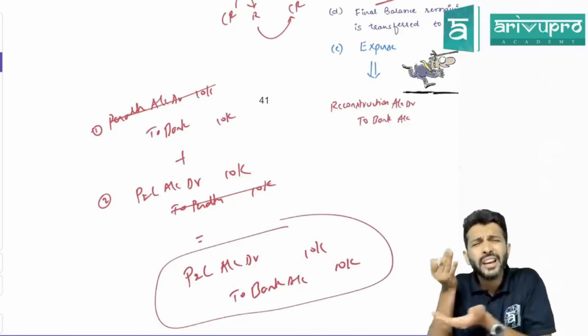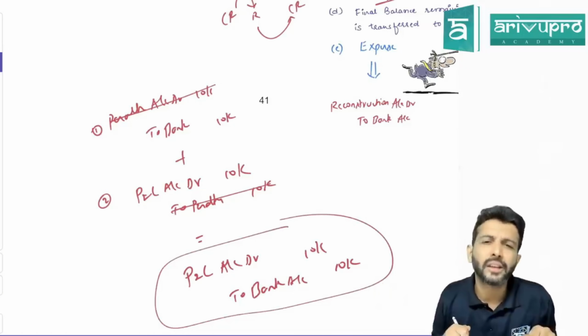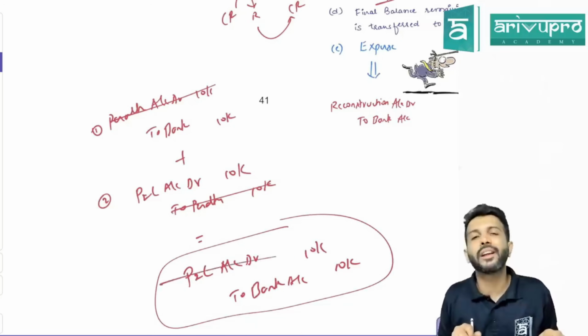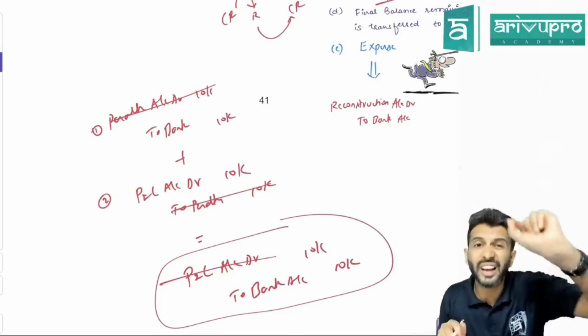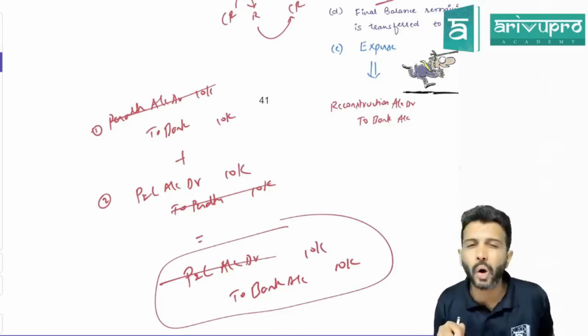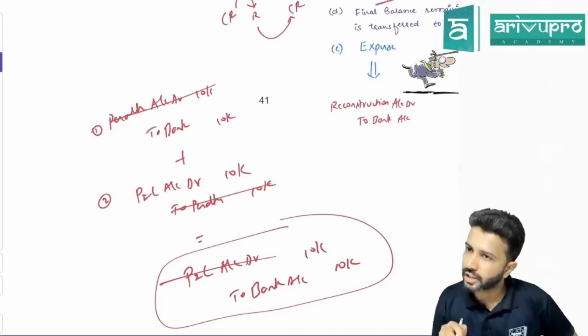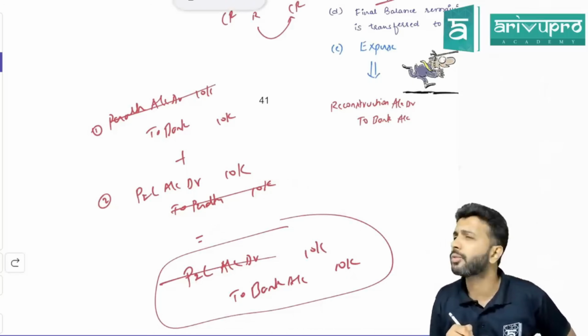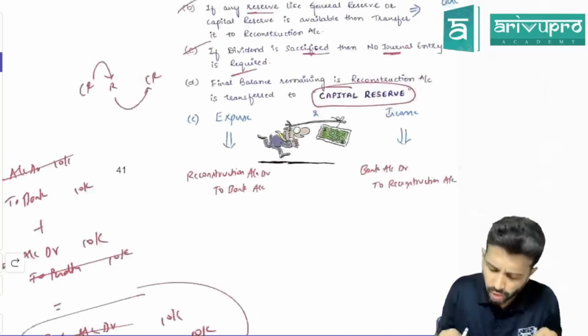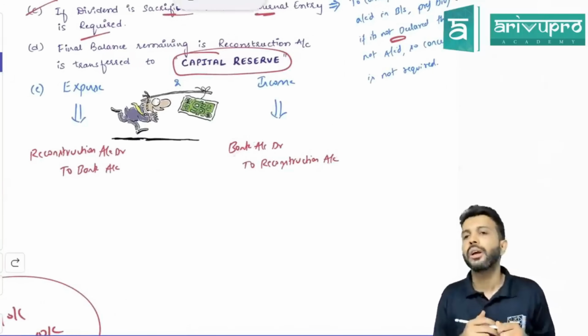In this chapter, P&L, are you showing it or cancelling it? Cancelling. Using which account? Reconstruction account. Hence, instead of P&L, what will we debit here? For all the expenses, the journal entry we pass is reconstruction account debit to bank account. Okay. Sir, if for expense this is the journal entry, then for income the journal entry will be the opposite, which will be: bank account debit to reconstruction account.